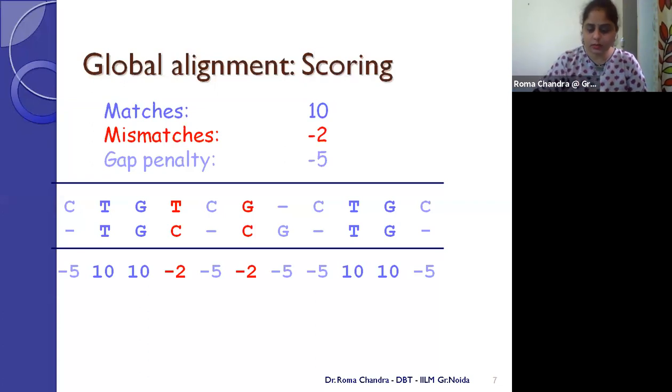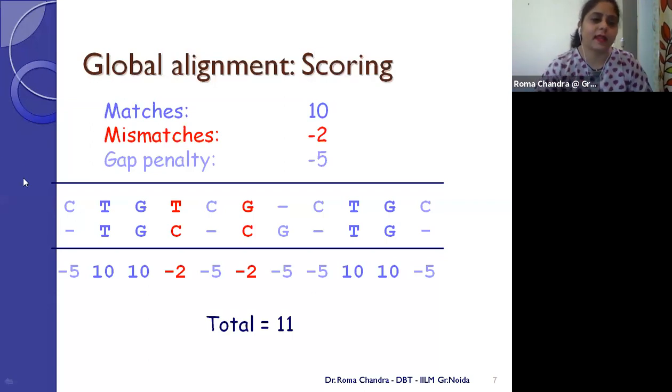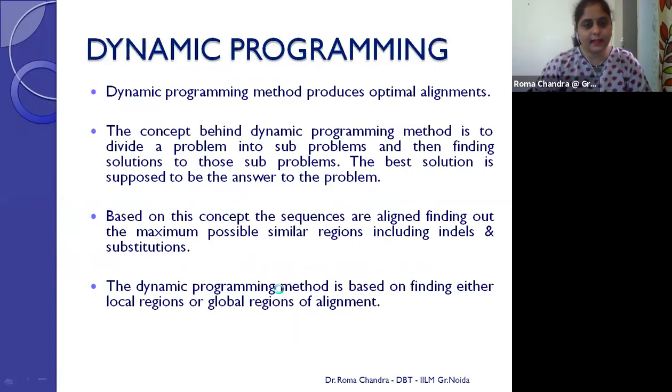Okay, so on the whole, I will consider my two sequences and I'll find out what about the gap. Is there a gap? So yes, there is a gap. I kept the value -5. There was a match. I kept the value 10. 10 again, then mismatch, so I kept the value -2, -5, and so on. And on totaling it, I got the value 11.